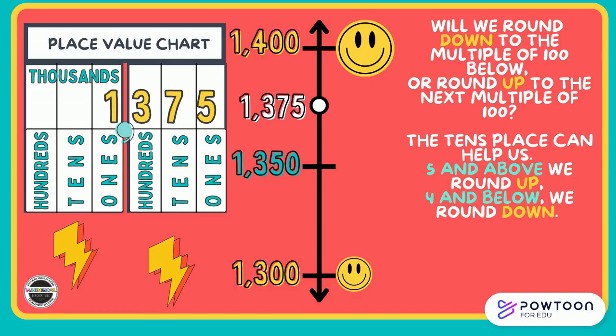I'm finding the tens place in 1,375 and I see a 7. That's definitely 5 and above. So I know I'm rounding up. 1,375 rounded to the nearest hundred is 1,400, or remember, I could always say 14 hundreds.